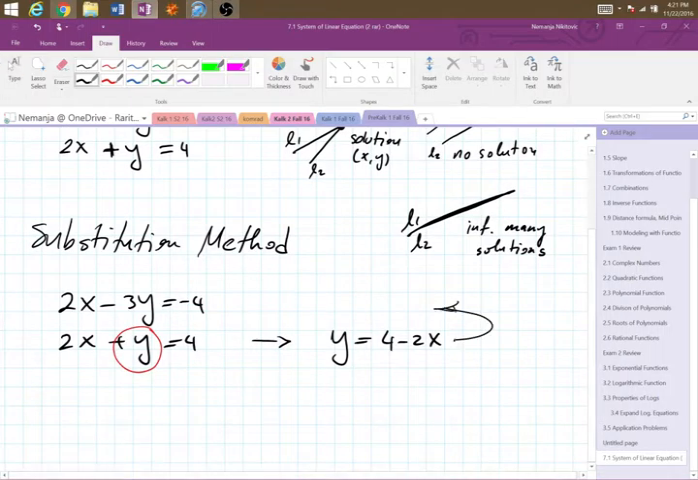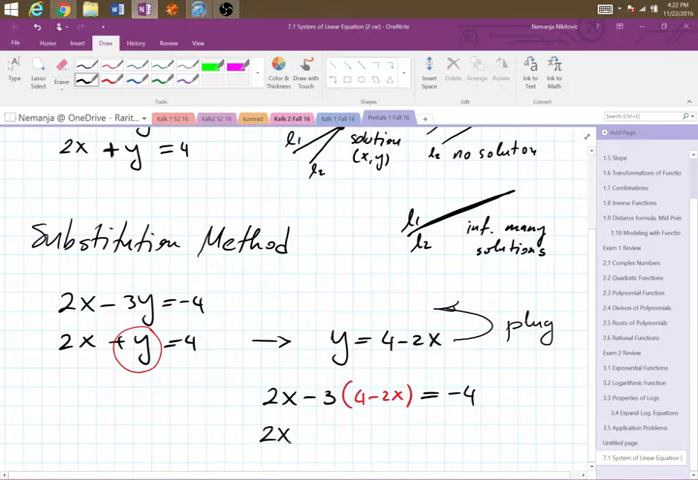And then you're going to plug that in the other equation, getting 2x minus 3 times, and your y is 4 minus 2x, equals negative 4. So what I have done is I solved the second equation for y, and I replaced the y in the first equation with what y is from the second equation. And now if you look at the resulting equation, I have only the x variable.